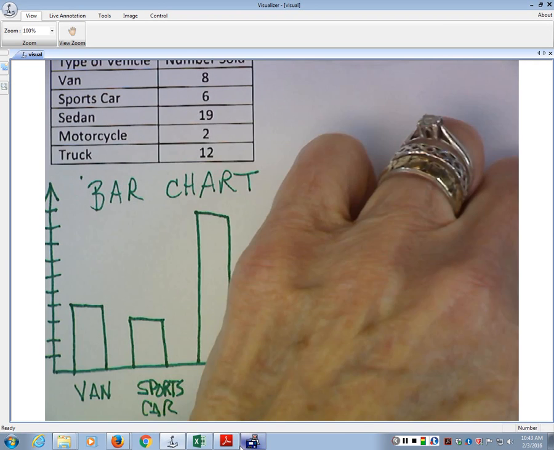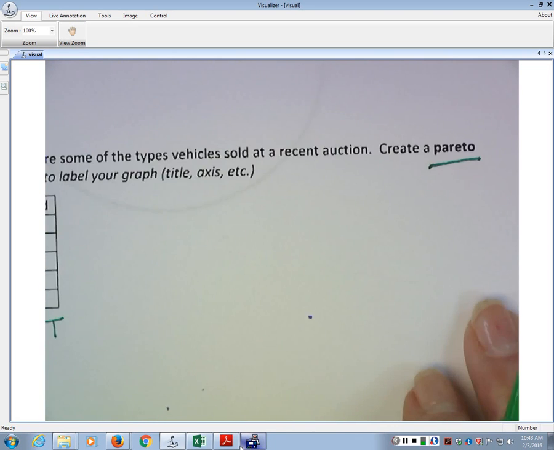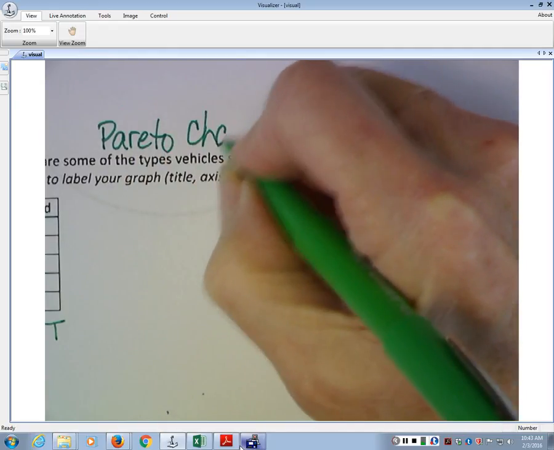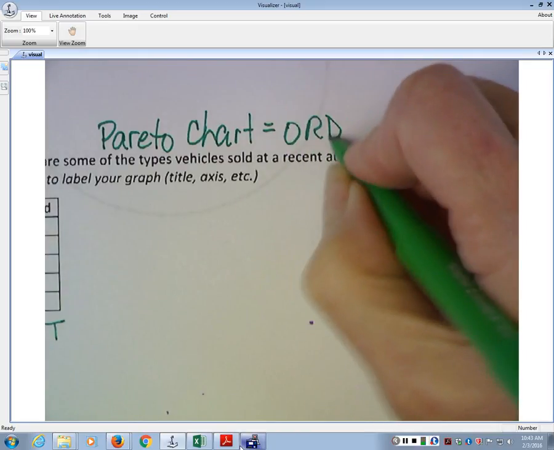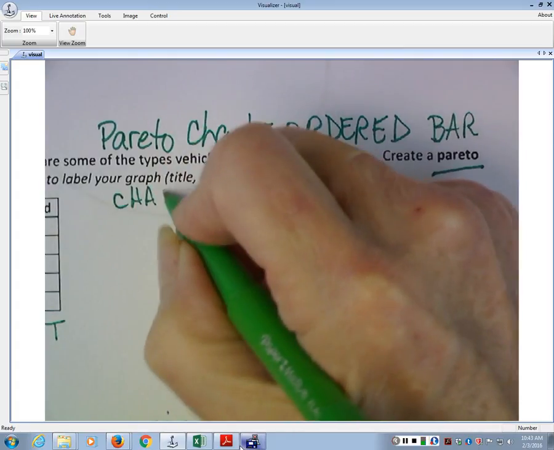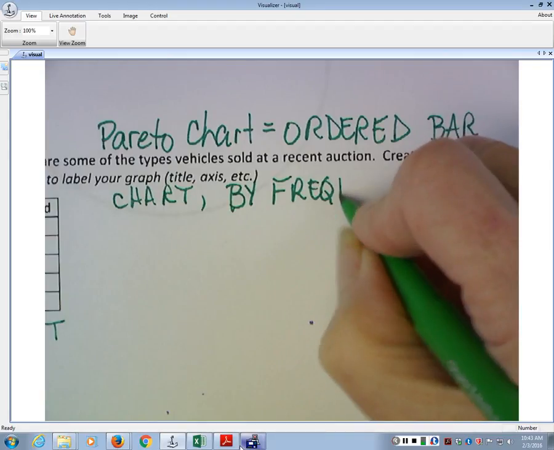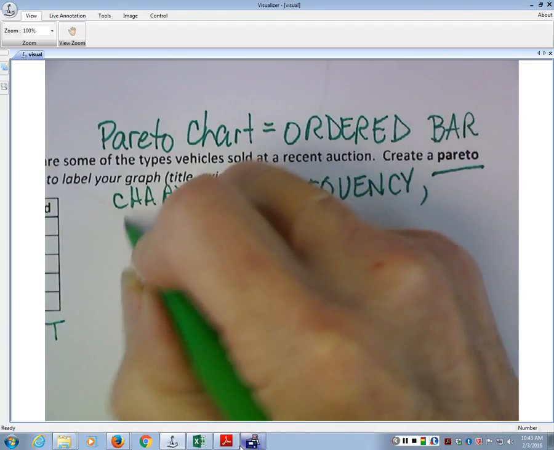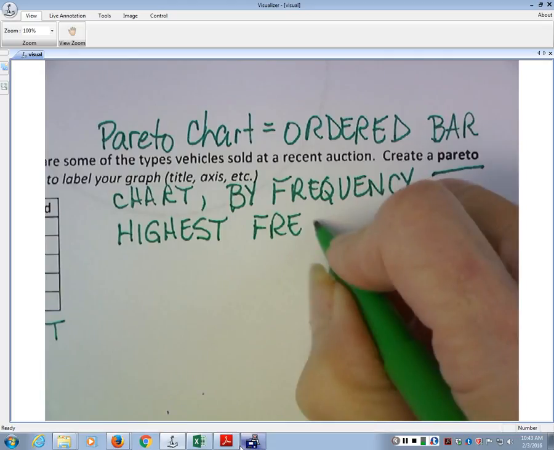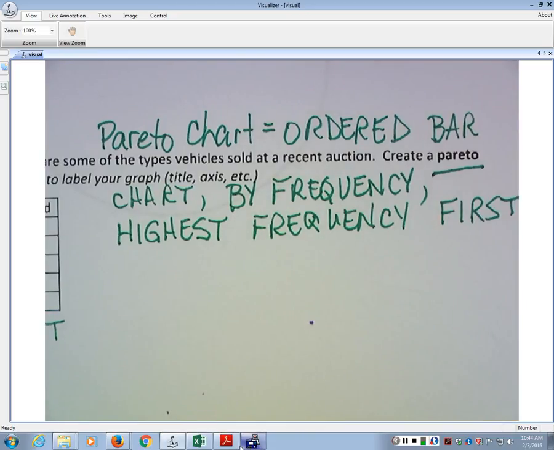But now, it says make a Pareto chart. And a Pareto chart is an ordered bar chart, ordered by frequency. And the highest frequency is first. The highest frequency is going to come first.